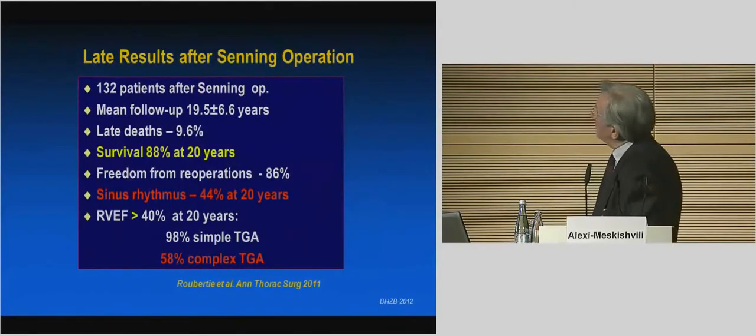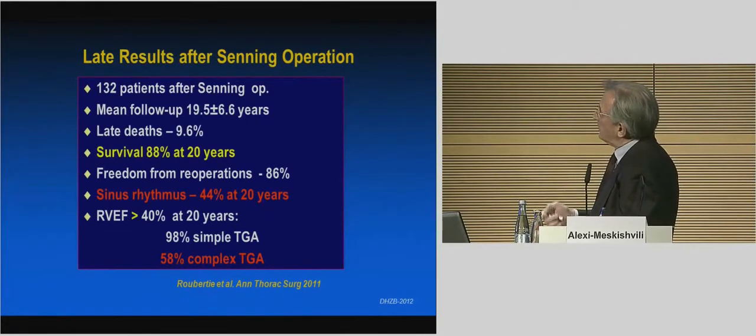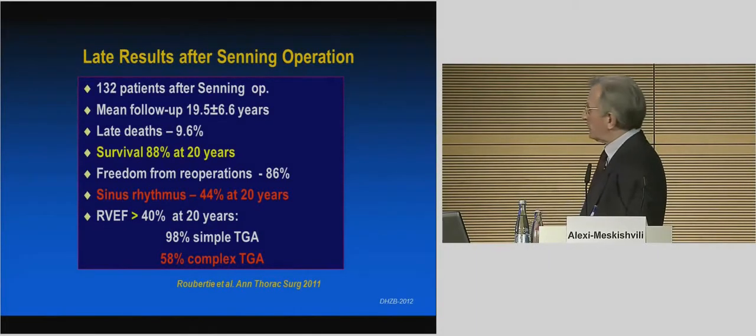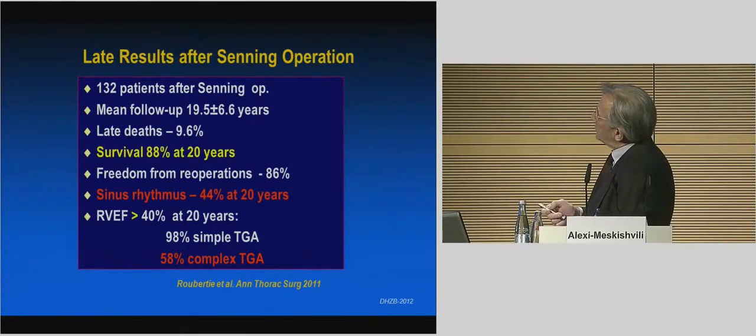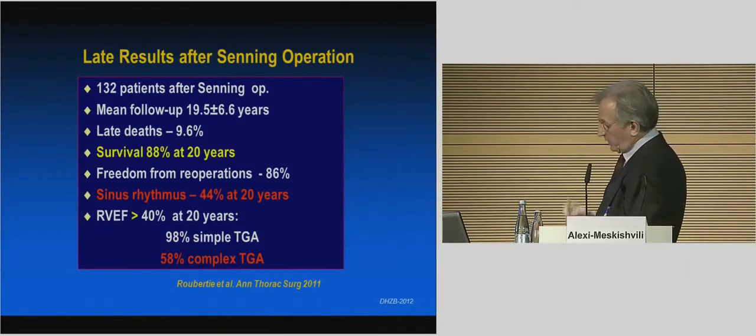So surgeons try to find other ways, but I would like to say this, the latest publication about late results after Senning operation: many patients are doing quite well. The main problem is the loss of sinus rhythm. 44% of patients have no sinus rhythm after 20 years. And survival is quite good, 88%, but right ventricle ejection fraction, right ventricle function, after 20 years is more than 40% in 98% of the patients with simple transposition, but only in 58% of patients with complex transposition.